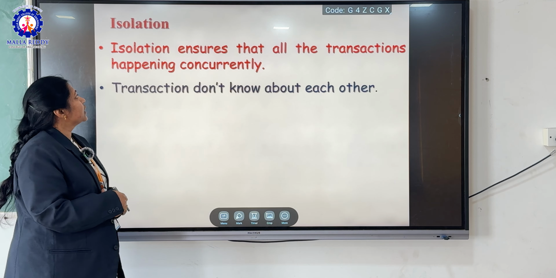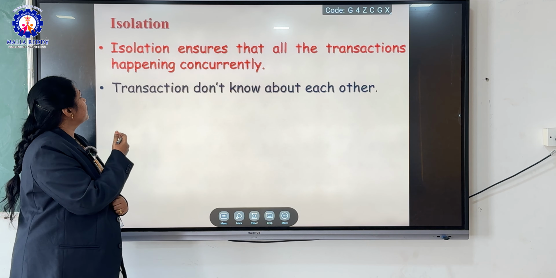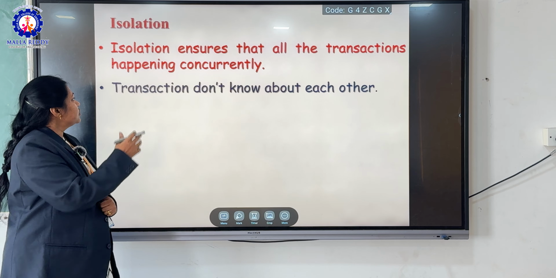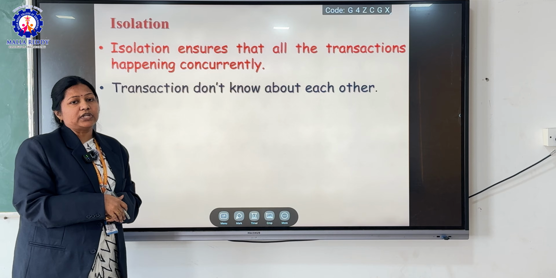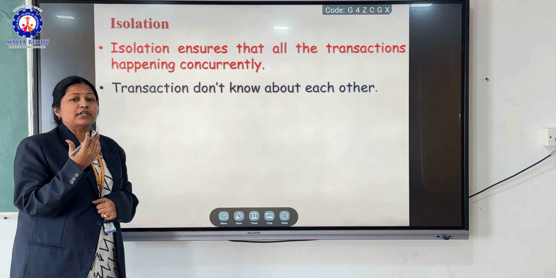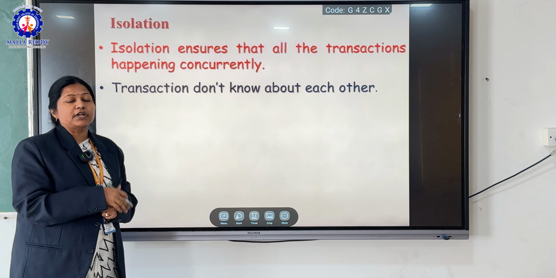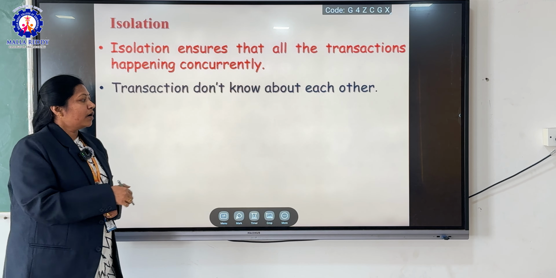And the isolation. Isolation ensures that all the transactions happen concurrently. So here the transactions don't know about each other. The transaction T1 must happen after T2 or T2 must happen after T1, but they should happen concurrently.